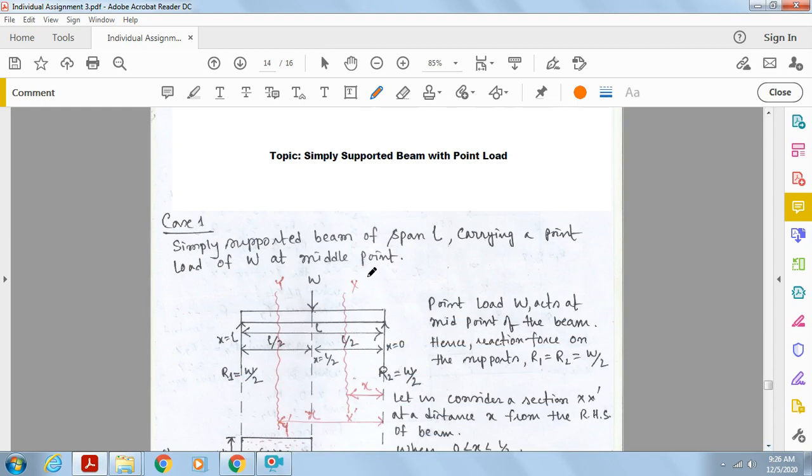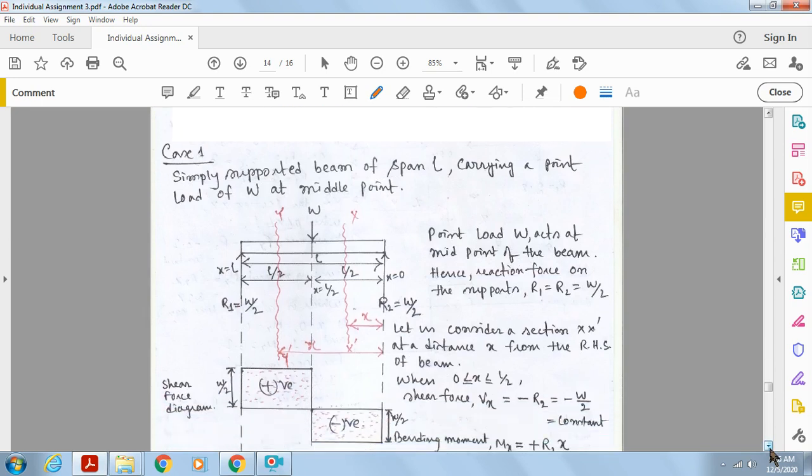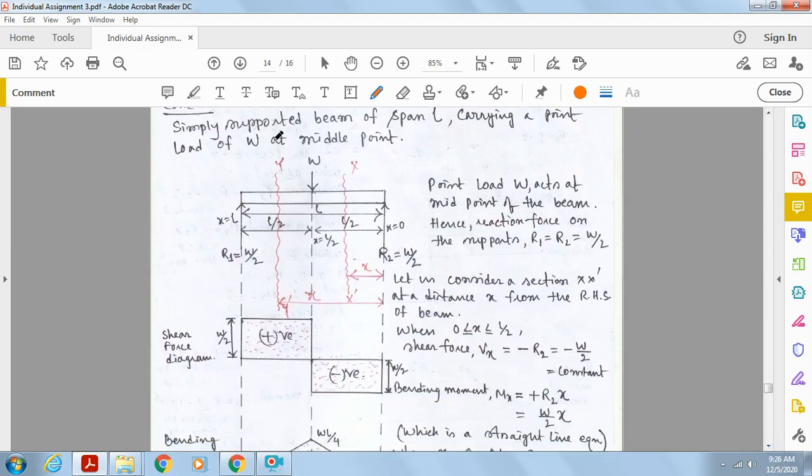Now come to another example, a simply supported beam with a point load. The point load is acting on a simply supported beam. So this is the simply supported beam, and the point load W is acting at the middle point. So W will be equal to R1 plus R2, and it is acting at the middle point. So R1 equal to R2 equal to W/2.